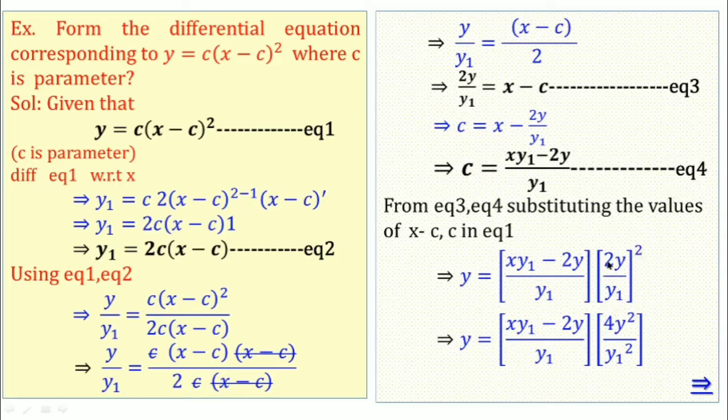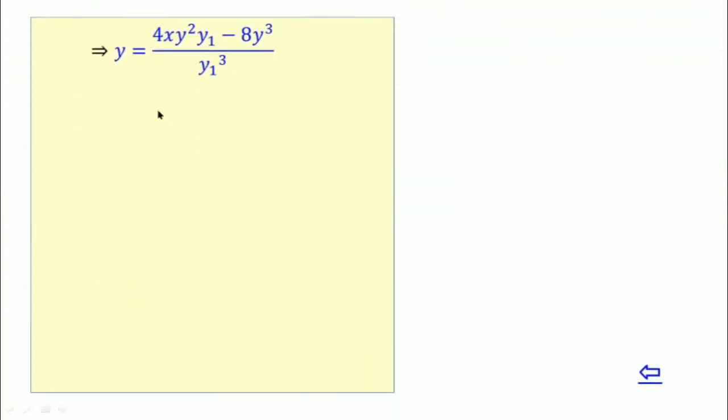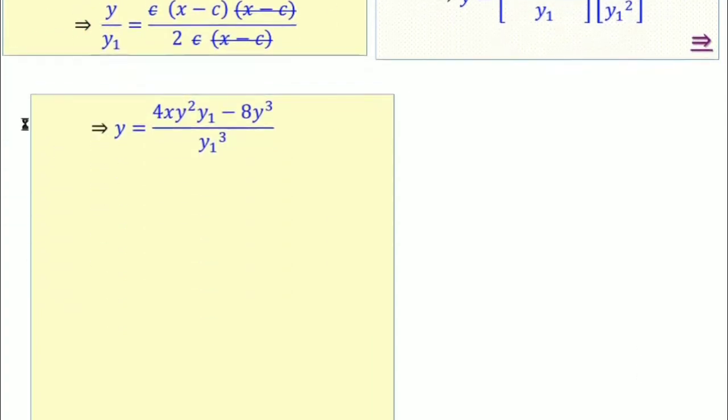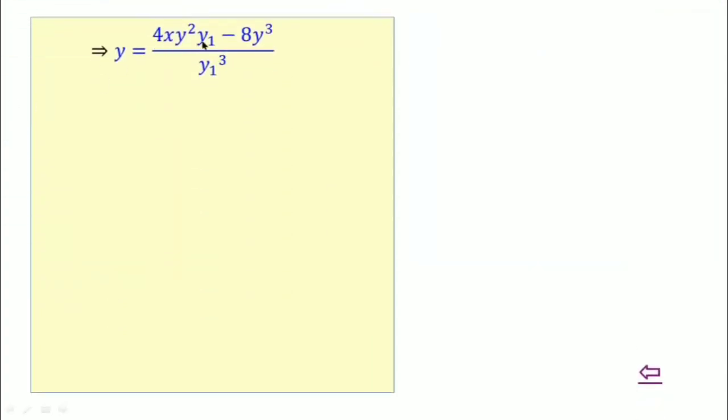Whole square means 2 square, 4 and y square and y1 square. Now, if we simplify the above equation, y is equal to this one. Here we have (xy1 minus 2y) into 4y square. Multiplying these two terms, 4xy, this xy1 and 4y square, so we get 4 into x into y square into y1. So we get this first term, 4 into x into y square into y1.